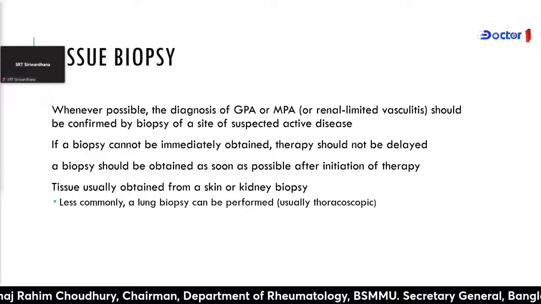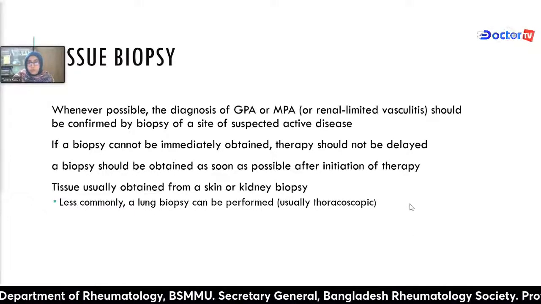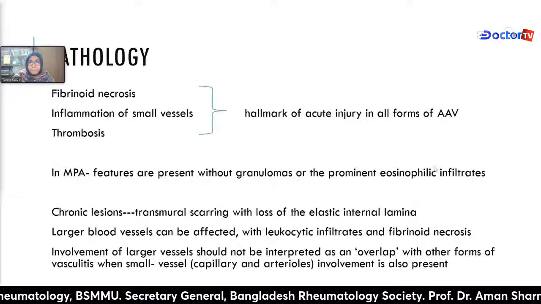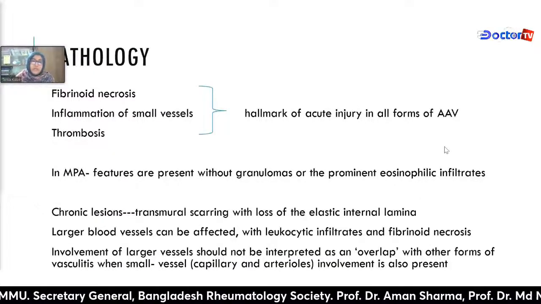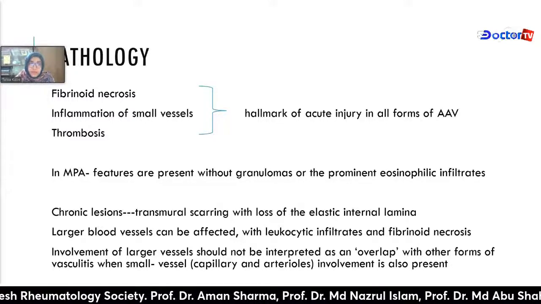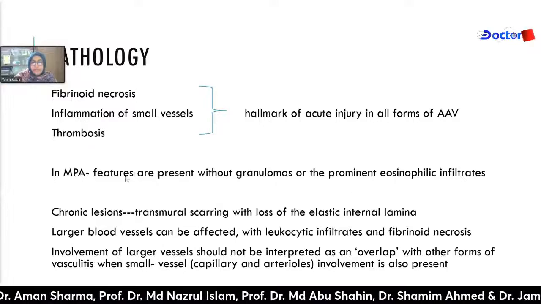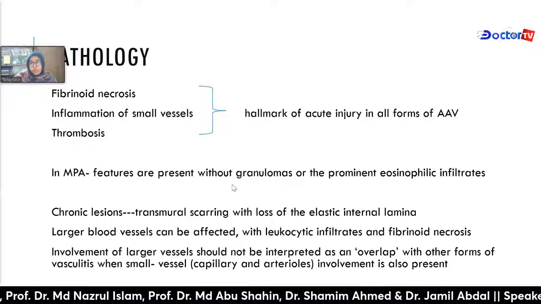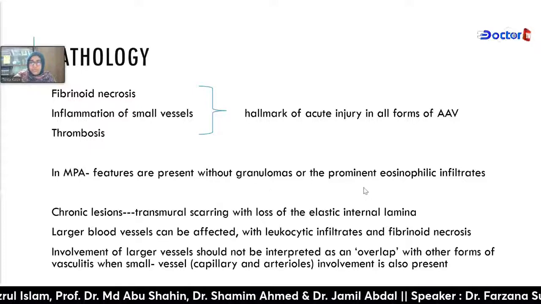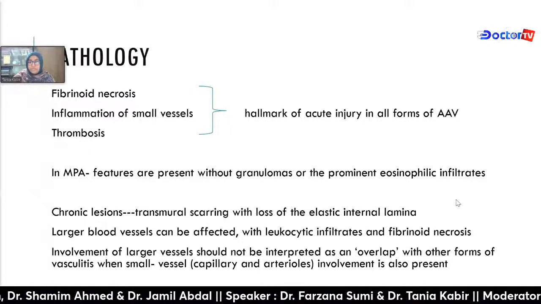Tissue is usually obtained from skin or kidney. Commonly, lung biopsy can be performed thoracoscopically. Regarding histopathology, the hallmarks of acute injury in all forms of ANCA-associated vasculitis are fibrinoid necrosis and inflammation of the small vessels accompanied by thrombosis. In MPA, these features are present without granulomas or prominent eosinophilic infiltrates. Chronic lesions are characterized by transmural scarring with loss of the internal elastic lamina.